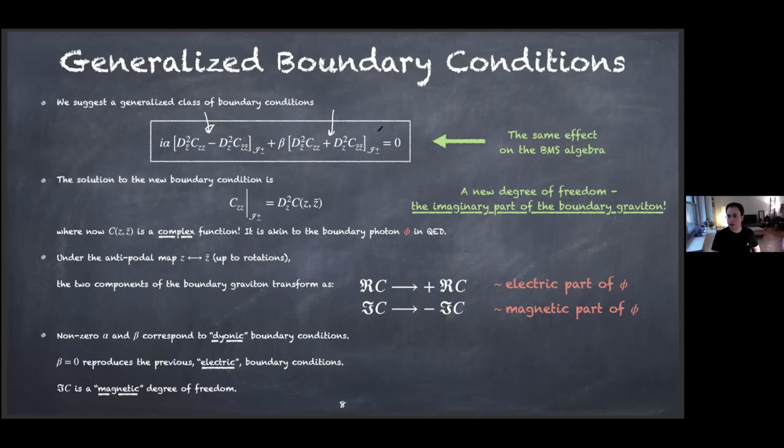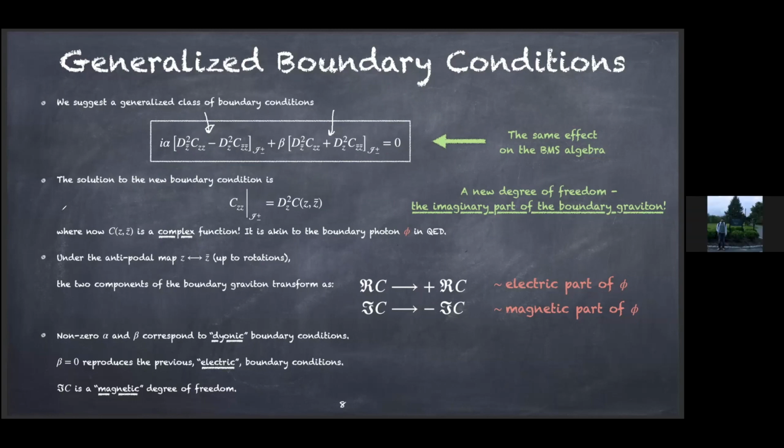So I believe that Tom Banks was asking that question. So precisely, as you said, the solution to this new boundary condition is given by a similar form using a scalar function, but now the scalar function is a complex function on the complex plane, and therefore it introduces a new degree of freedom, which is the imaginary part of the boundary graviton. So this is indeed the new degree of freedom that this new class of boundary conditions introduces.